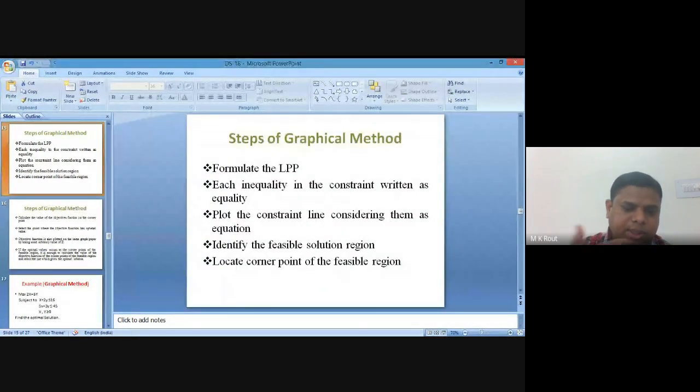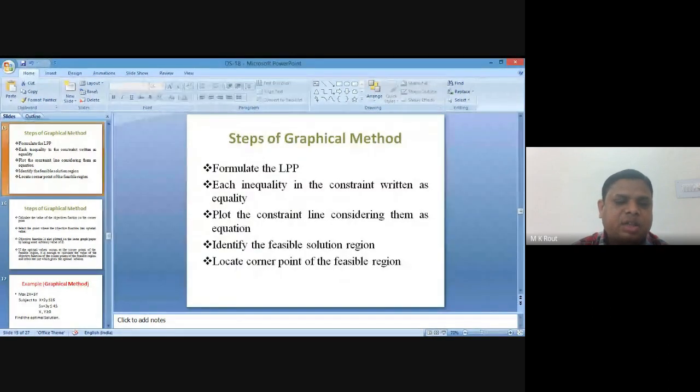I am again repeating this step. Formulate the linear programming problem. Whatever the linear programming model is given, in case of a linear programming model, it includes objective functions, constraints, and non-negative variables. Then convert each inequality into constraints written as equalities. Plot the constraint lines, considering them as equations.